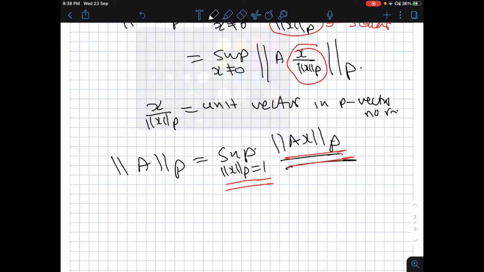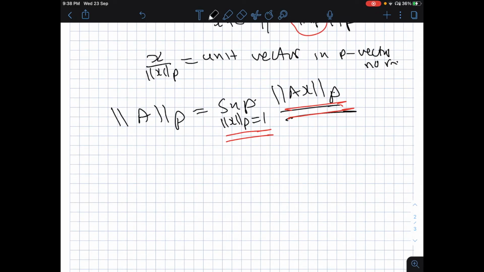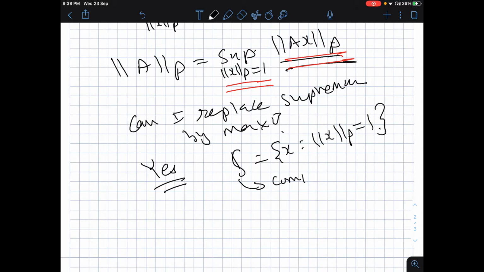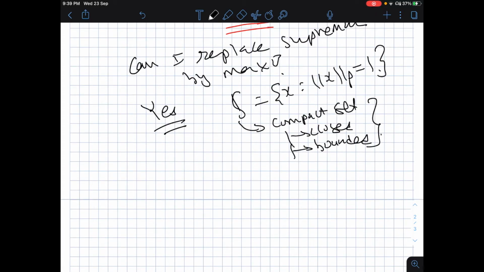Now I can pose this question to you again: can I replace supremum by maximum? The answer is yes. Why? First of all, look at the set of all x such that the pth norm of the vector is 1. Is this a compact set? Yes, it is closed, very clearly it is closed, and very clearly it is bounded. We have seen this earlier also. It only consists of boundary points, there is no interior point, but yes, it is closed and bounded.